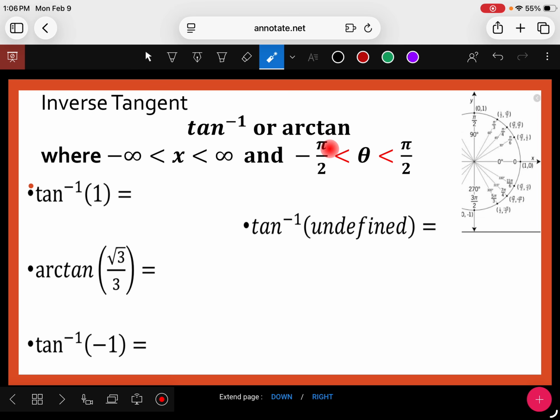What is different about this restriction compared to sine? Even though they're both using quadrants 1 and 4, what's the difference? There is a difference. No equal to. So when we're talking about inverse tangent, we can only use those angles. We can't use pi over 2 or -pi over 2. So I'll give you a moment to copy that down.